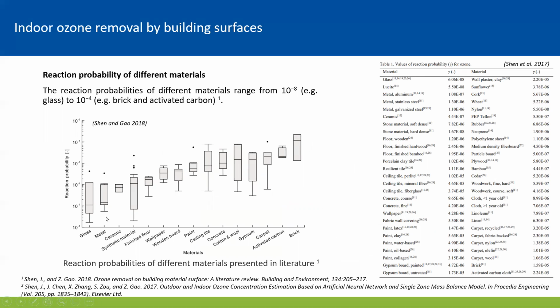The diagram here shows the reaction probability of different materials from the data in previous studies. The materials on the left side have lower reaction probabilities, like glass and metal, and the materials on the right side have highest reaction probabilities, including activated carbon and bricks. The table on the right side of the page lists the median value of reaction probability for each material.